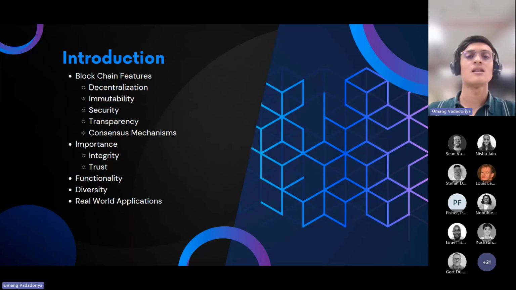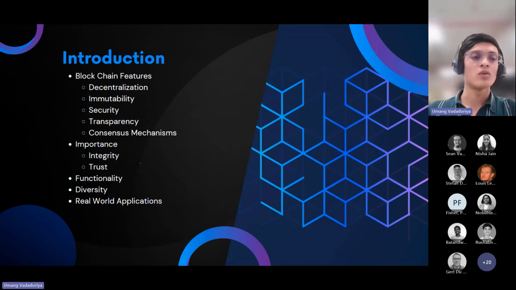And lastly, consensus mechanism. To agree upon the state of the blockchain, the consensus mechanism comes into the picture. By definition, consensus mechanisms are protocols or rules that enable participants in a decentralized network to agree on the validity of transactions and maintain a consistent state of the ledger.